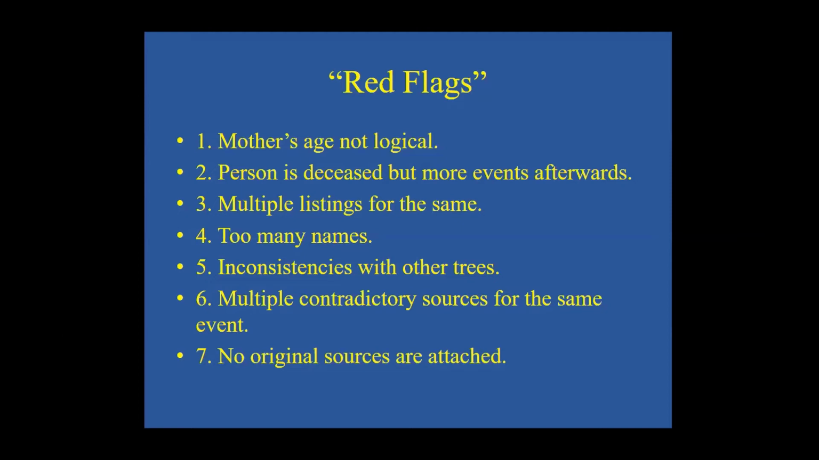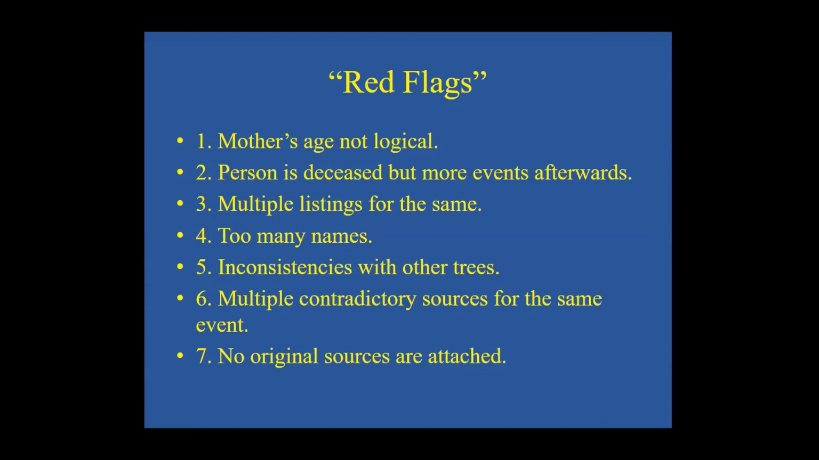Are there multiple listings for the same child, as I said? Are there thousands of names attached to the tree? This is not necessarily wrong. People have been using Ancestry now for decades, and they've built up pretty big trees. And if you include all the siblings of your ancestors and maybe their children and their grandchildren, it's pretty easy to build up lots of names into a tree. So that isn't necessarily a red flag.